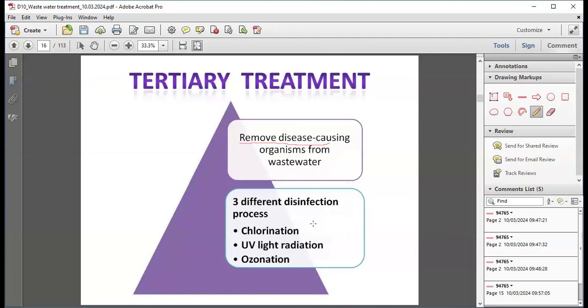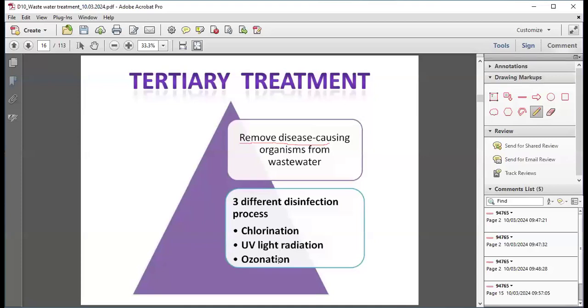We do chlorination in the well for drinking water purposes, to kill the microorganisms. Likewise, this is the known procedure, the chlorination.